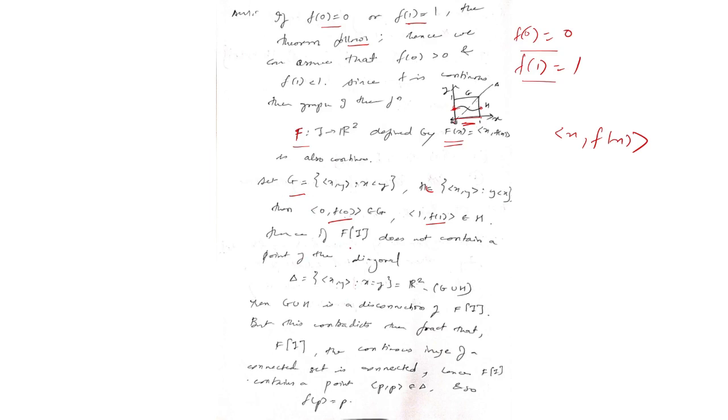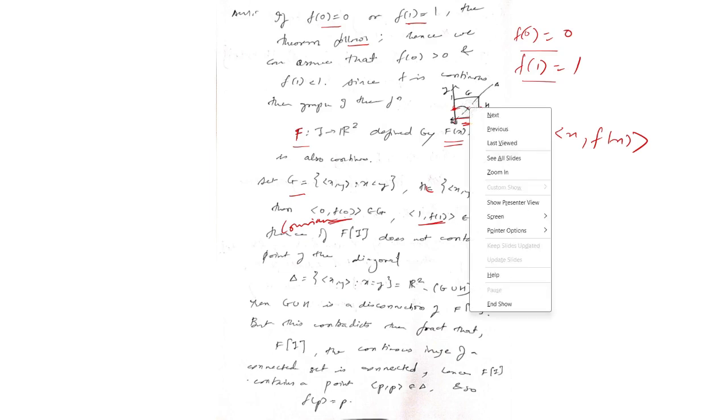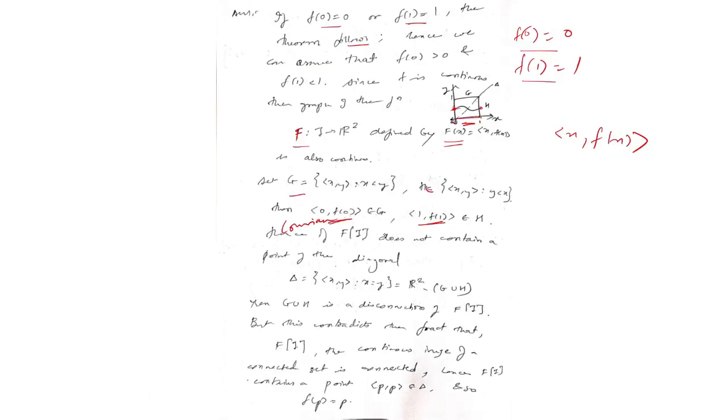Now consider that f of I does not contain a point of this diagonal. We are trying to prove it by contradiction. We need to prove that it contains a point of the diagonal, but let us consider the contradiction. So if it does not contain a point of the diagonal, how will it look? The diagonal delta, given by x equals y, can be written as R2 minus G union H. So G union H is this part.